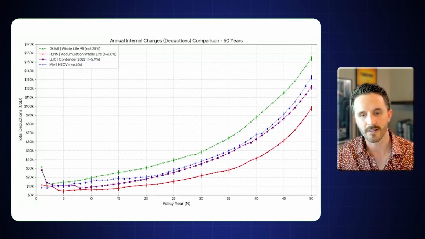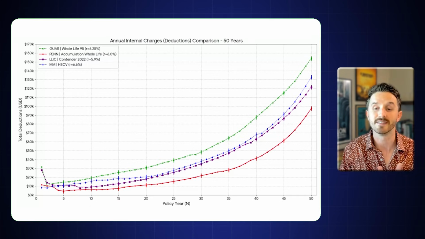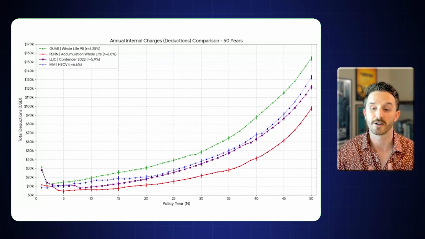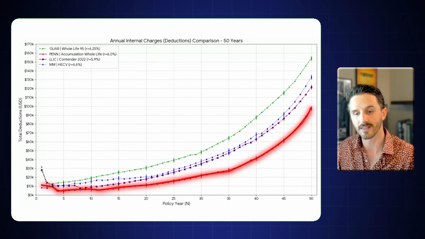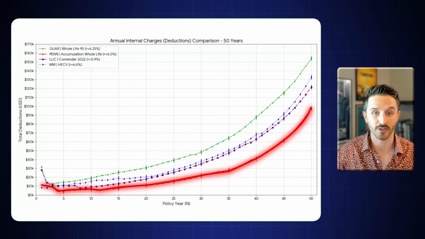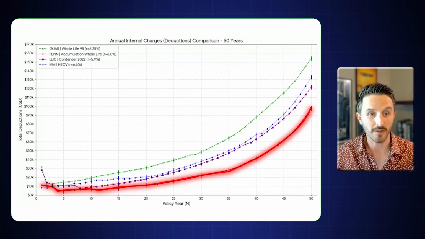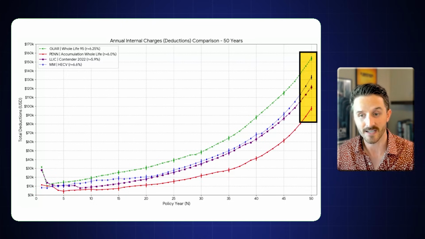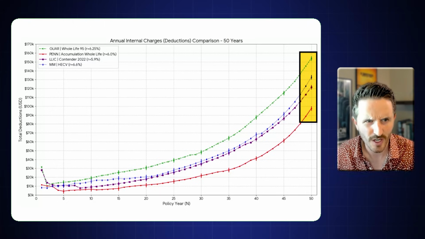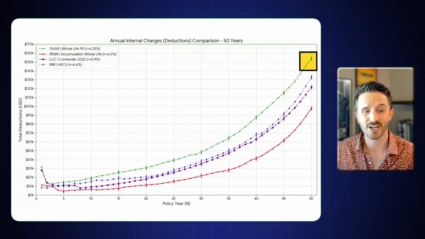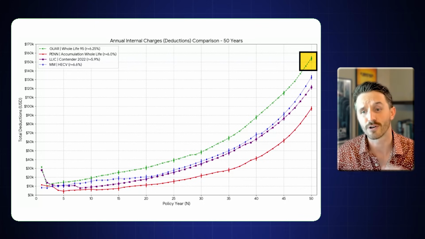Now, as time goes on, you're going to see that there is going to be some distance between them. And over time, from year 1 through year 50, you see some that are clearly different than the others. And so that red line of Penn is lower than the rest by a long shot. So the lowest annual internal charges goes to Penn for their accumulation whole life product. And right now that dividend interest rate is 6%. By year 50, the amount of total deductions from the cash value of the policy is just under 100,000. Whereas at Guardian, which is the highest, the deduction from the cash value of the policy is over 150,000.